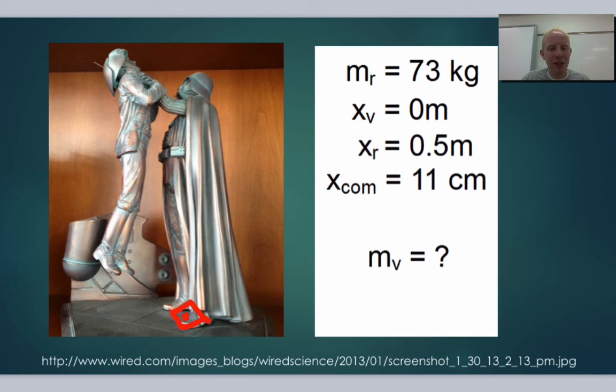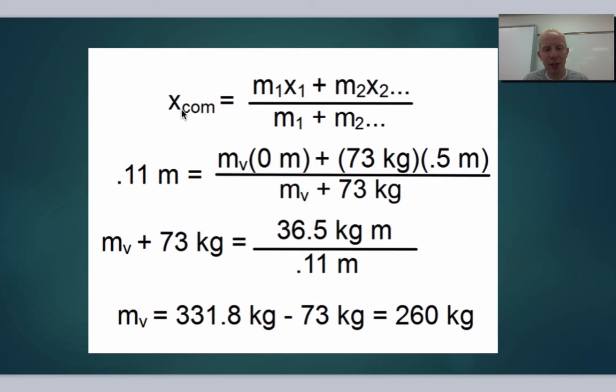I won't take the time to derive all of this, but here are some of the calculations you can do. We just use the center of mass equation we used last time, plug in the masses and the distances, and what you end up with is that Darth Vader must be about 260 kilograms, or about 500 pounds, which is pretty dang heavy if you think about it.